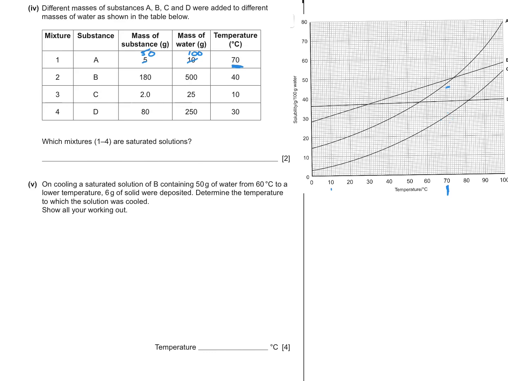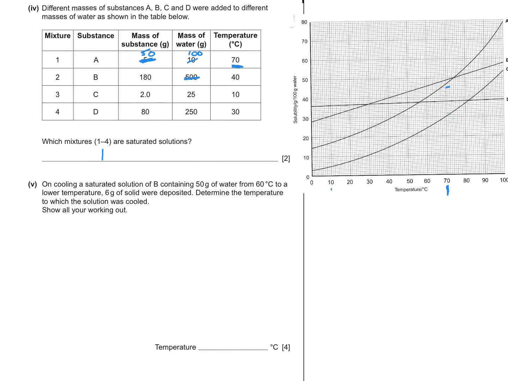Now, the question states that we have 50 grams. You can see that. And remember, A at 70 degrees C can only dissolve 47 grams of solid. Well, obviously 50 is greater than 47, so A is going to be saturated. So mixture 1 is definitely saturated. And you do that then for all of the others.